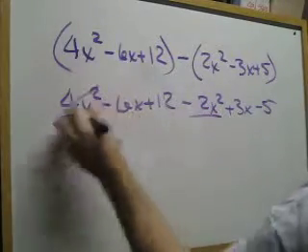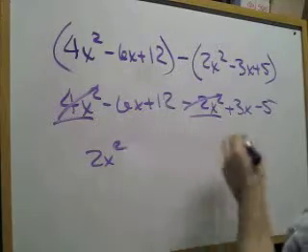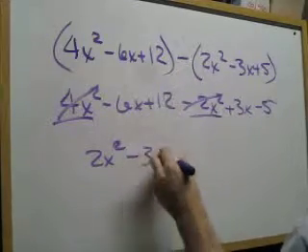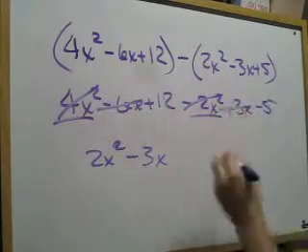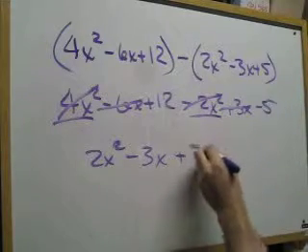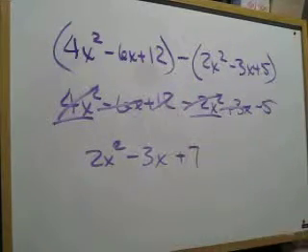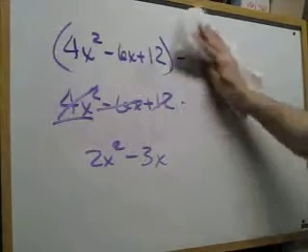Start combining my terms. 2x squared, get rid of those. Minus 6x plus 3x. I'm assuming you remember how to do all of this, so I'm not going into all the detail about how to add and subtract positive and negative numbers. That was a long time ago.